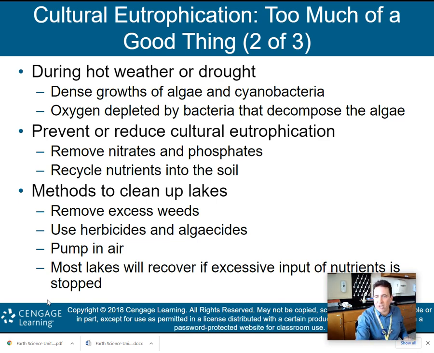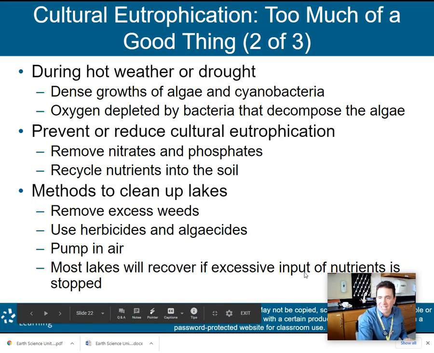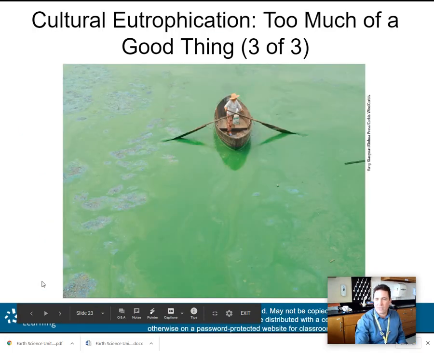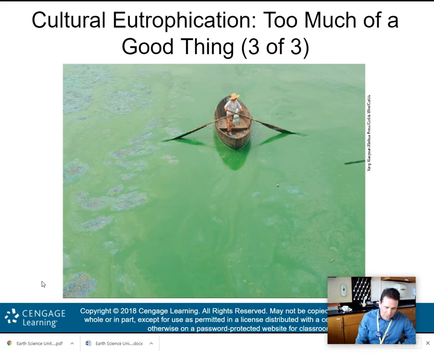Most lakes will recover if excess input of nutrients is stopped. So eventually the lakes will recover. Again, it's just a slower process than with rivers. And once again, just a picture of you. This is severe cultural eutrophication. This is Chao Lake in China.